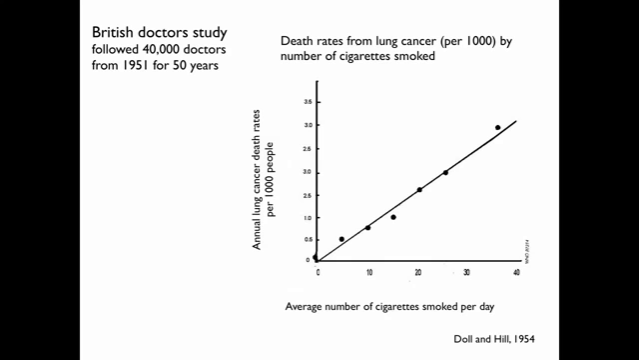This is how we got the first evidence for the correlation between smoking cigarettes and lung cancer. So this was done in British doctors, about 40,000 of them in the 1950s. And they looked at the death rate compared to the number of cigarettes smoked a day. And you can see a very strong association here based on the people who were exposed to tobacco smoke versus those who weren't.